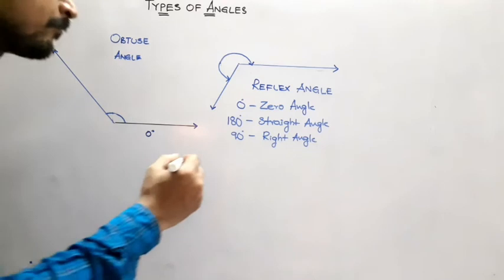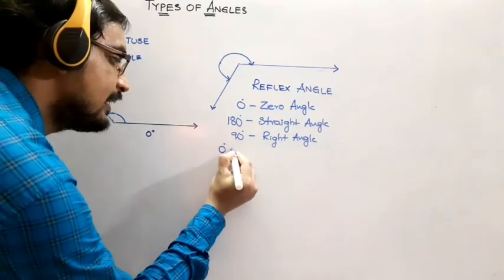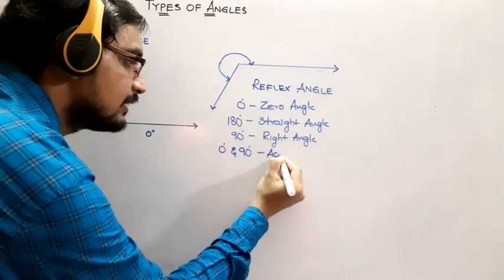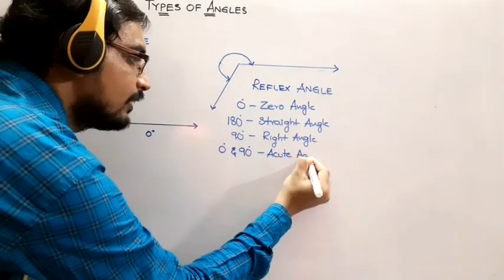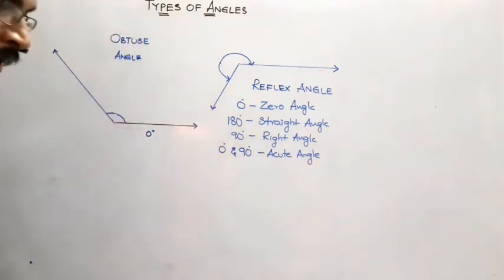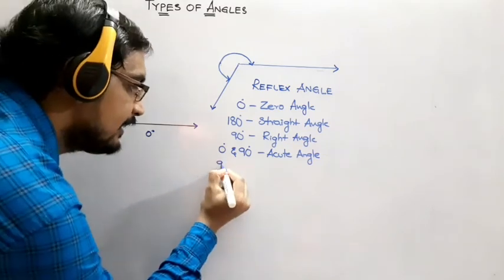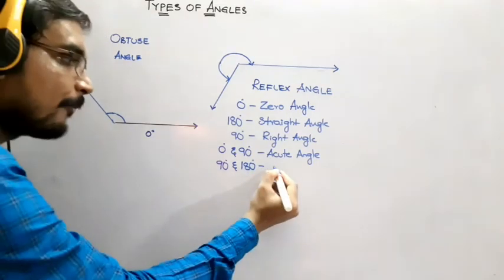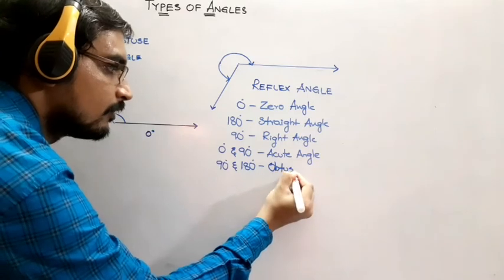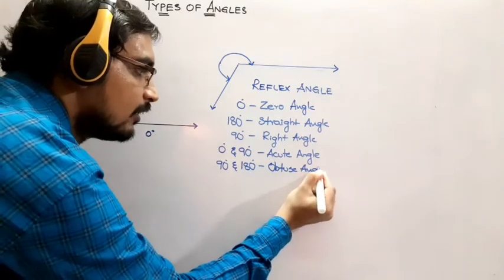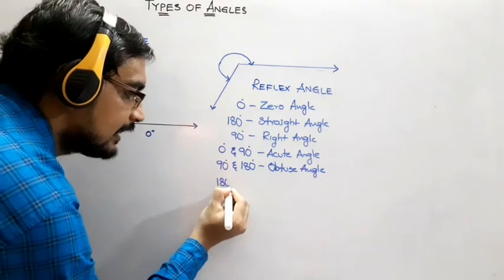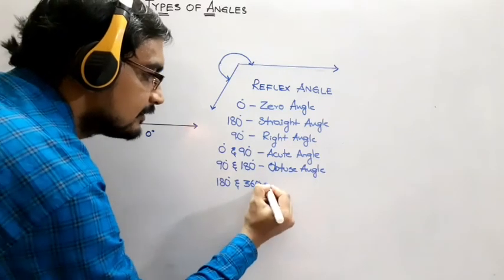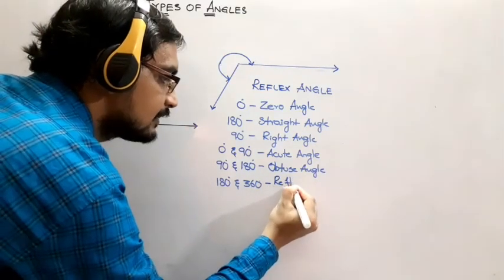And look, if it is between 0 and 90, we call such angles acute angles. And between 90 and 180, we call obtuse angles. And if they are greater than 180 and less than 360 degrees, that means they are between 180 and 360, such angles we call reflex angles.